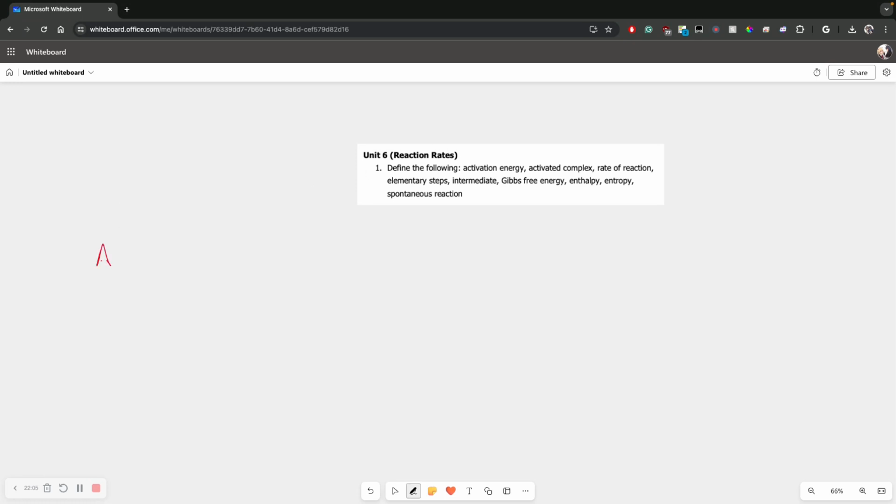Okay, so activation energy is the energy needed to start a chemical reaction. Right? That's the amount of energy you need to start the chemical reaction. The reaction does not start unless that activation energy is provided to its fullest extent.